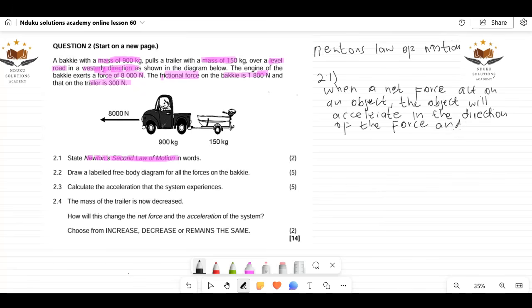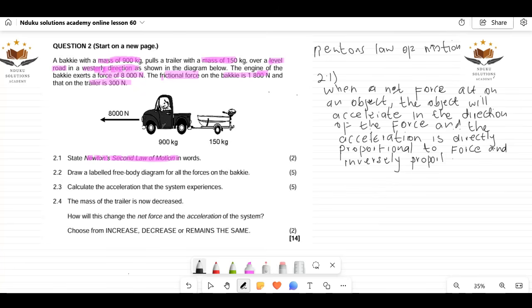And the same acceleration, please don't mind my handwriting, the same acceleration is directly proportional to the force and inversely proportional to the mass of the object.